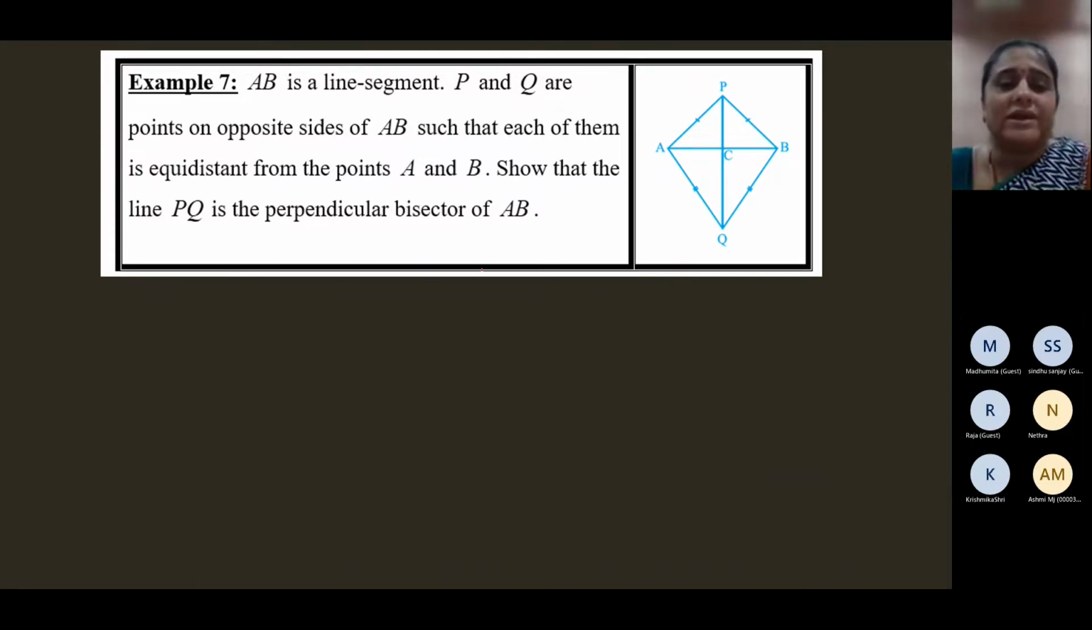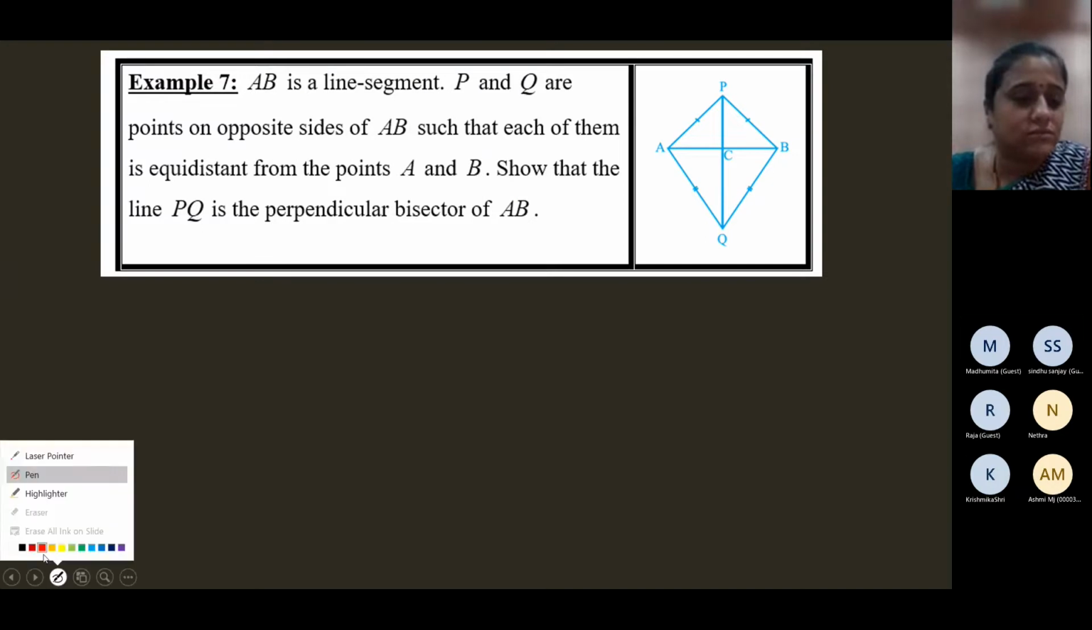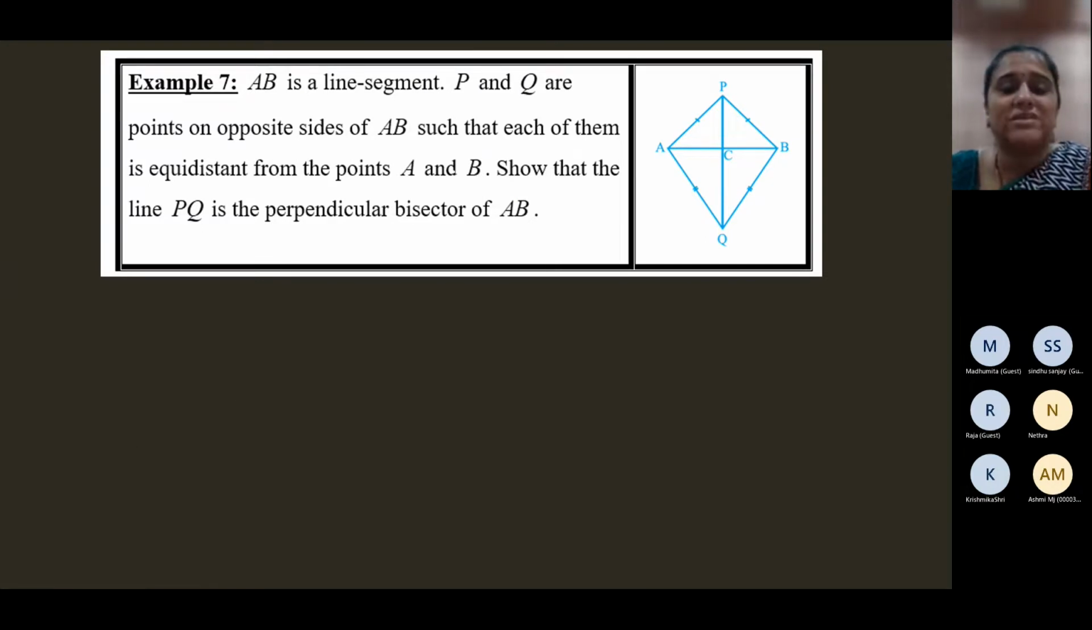So here, AB is a line segment. P and Q are points on opposite sides of AB.